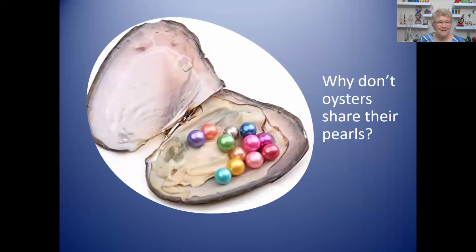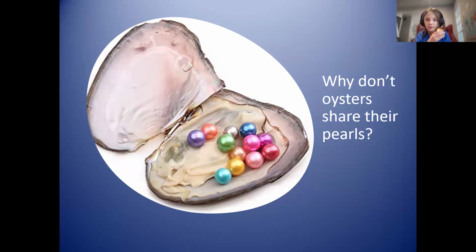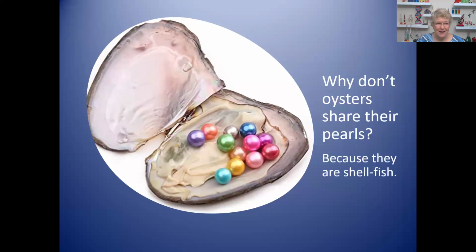How about this one? Why don't oysters share their pearls? Because they're shellfish. Very good. What? They are shellfish. Isn't that beautiful, though? I love that picture there.